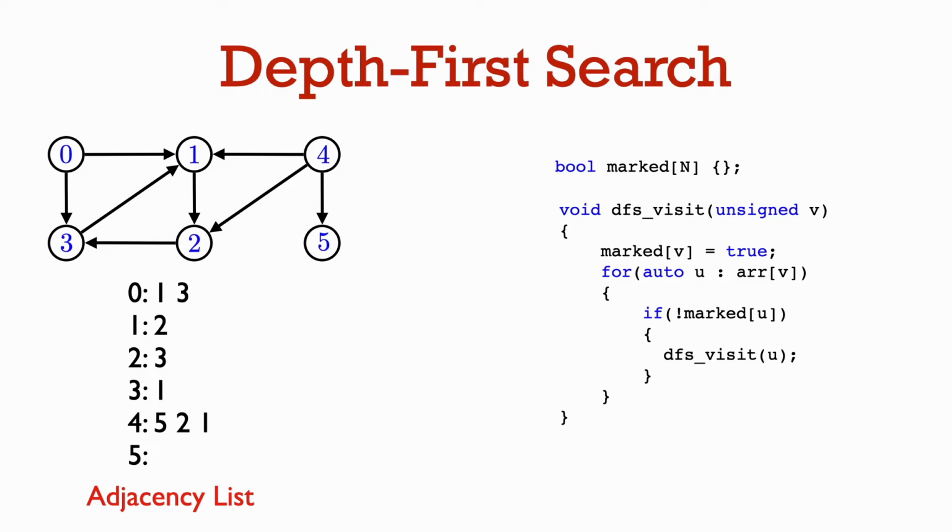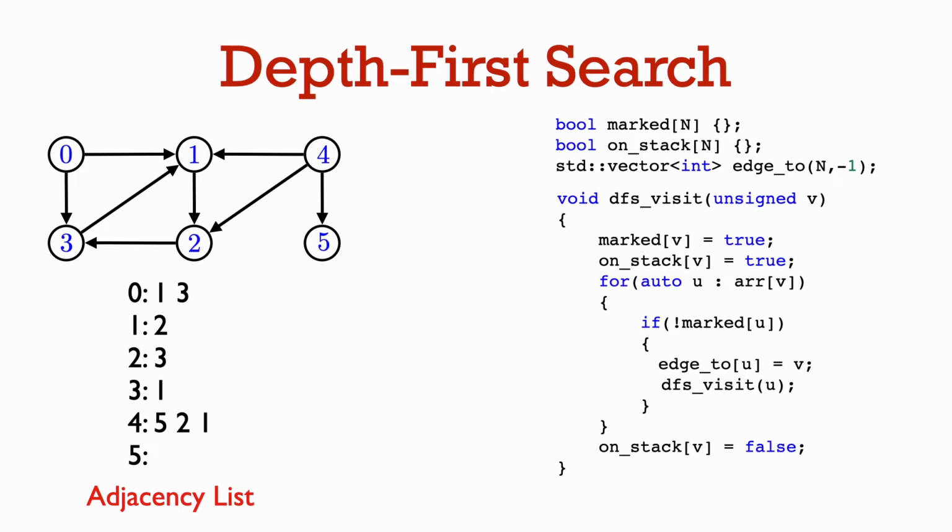As an example, we're going to look at calling DFS visit on vertex 4 in our example graph here in the top left. Note that this graph does have a cycle on vertices 1, 2, and 3, and that this cycle is reachable from vertex 4. So we want to see how we can find this cycle. The key to do this is to keep track of when we call DFS visit on a vertex and when this call finishes.